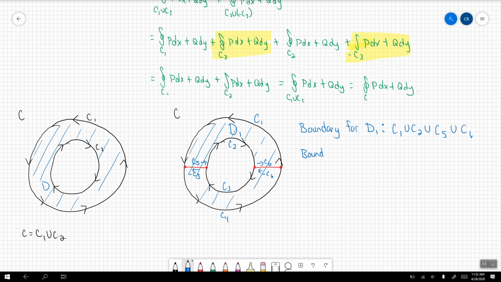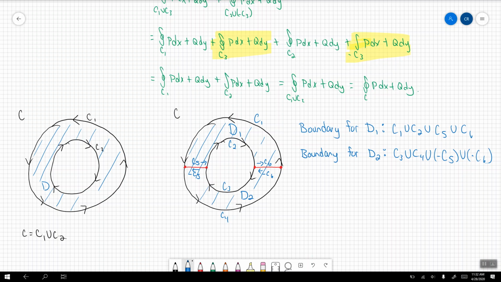Now I want the boundary for D2. The boundary for D2 is just going to be C3 union C4 union negative C5 union negative C6. And again, that's going to be this region right down here. It's going to be the bottom part of that annulus.